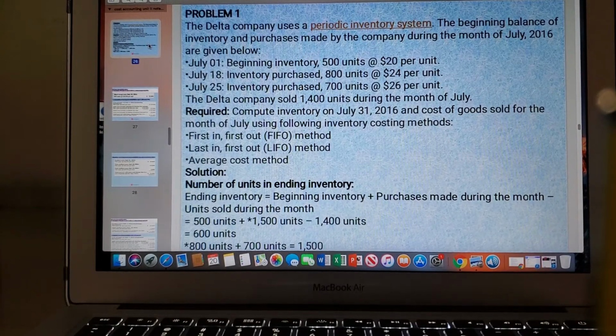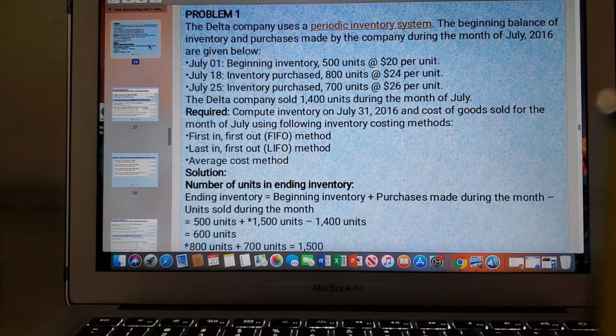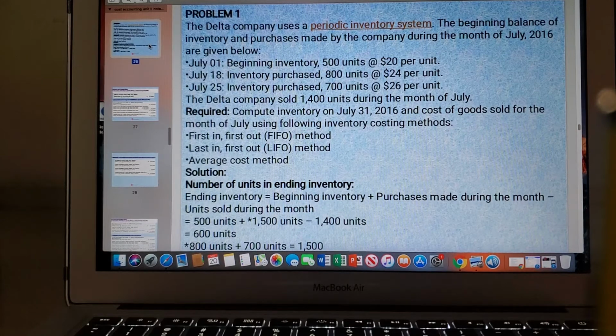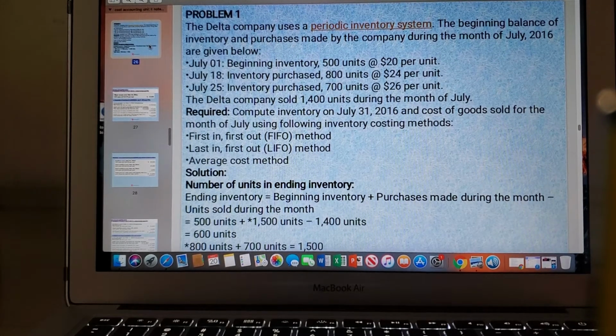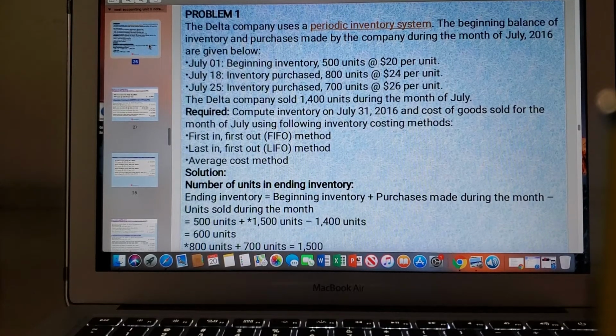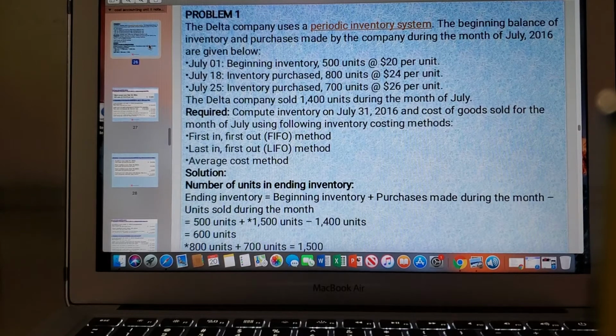Required. You are required to compute inventory on July 31st, 2016 and cost of goods sold for the month of July using following inventory costing methods: first in, first out, FIFO method, last in, first out, LIFO method, and average cost method.